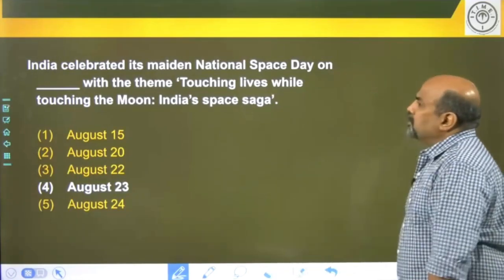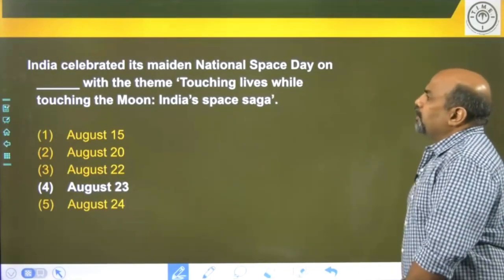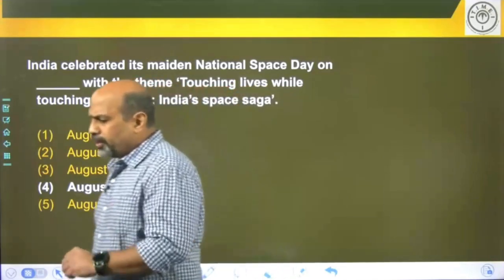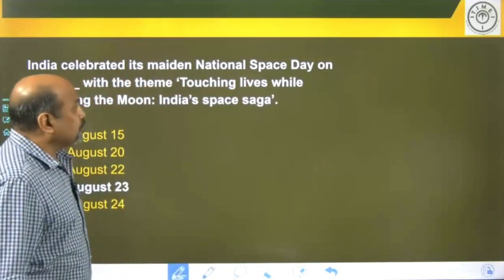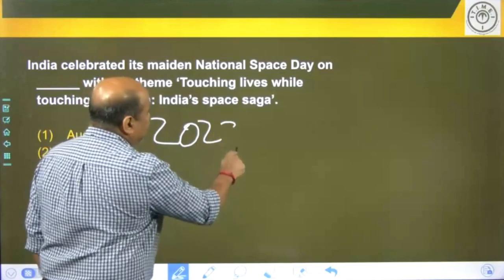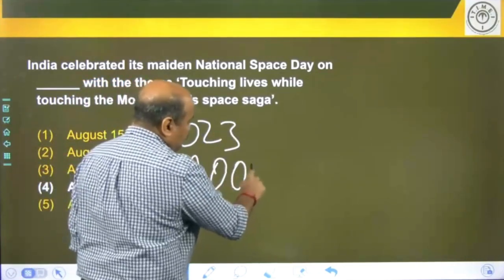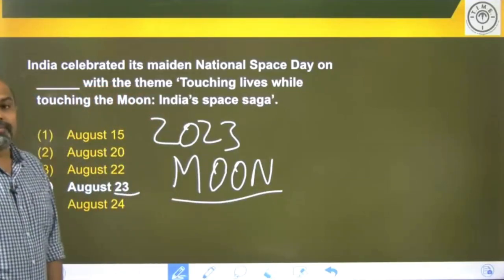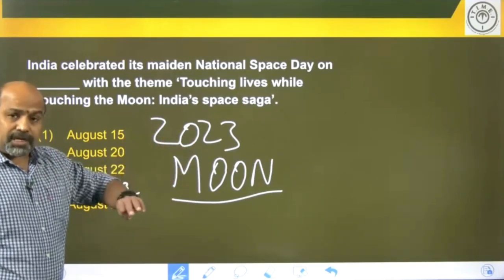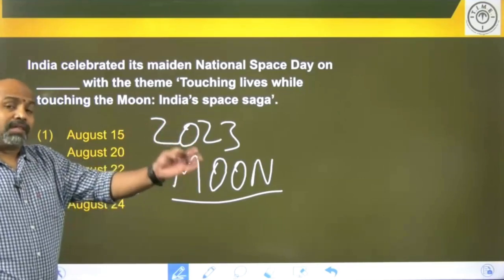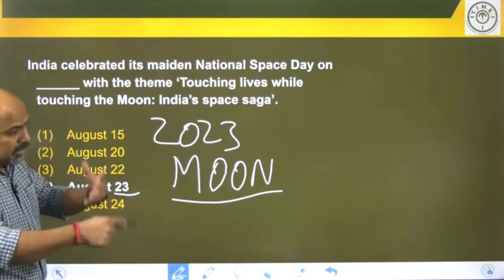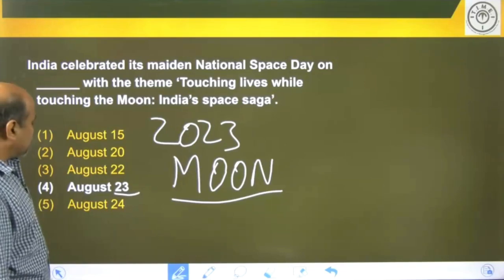India celebrated its maiden National Space Day on August 23rd with the theme Touching Lives While Touching the Moon, India's Space Saga. Saga means a long story, an epic story. Why August 23rd? Because on this day last year, 2023, Chandrayaan 3 landed on the moon. So, on 23rd August 2023, India became the 4th country to land on the moon and the first country to land on the south pole of the moon. That's the reason why we celebrate our National Space Day on August 23rd.